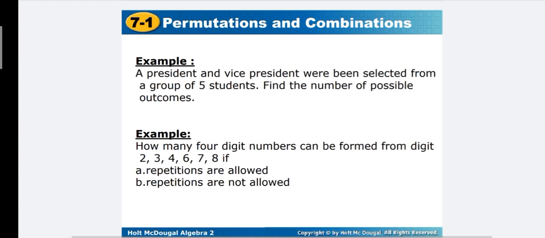So if repetition are allowed, so it will be 6 multiply 6 multiply 6 multiply 6. Okay, you kena multiply lah the value and then kena state the answer. And then yang kedua, if repetition is not allowed, so it will be 6P4 ataupun 6 multiply 5 multiply 4 multiply 3.